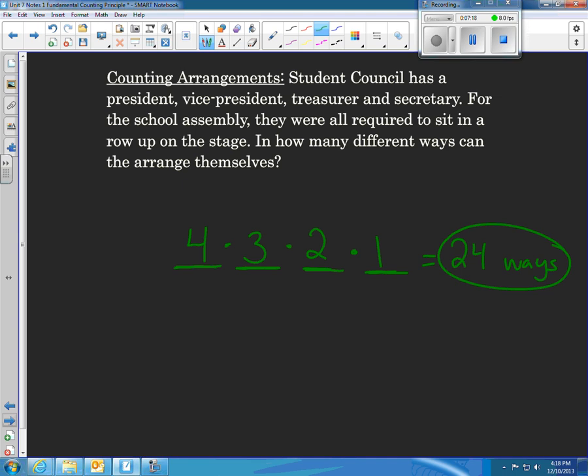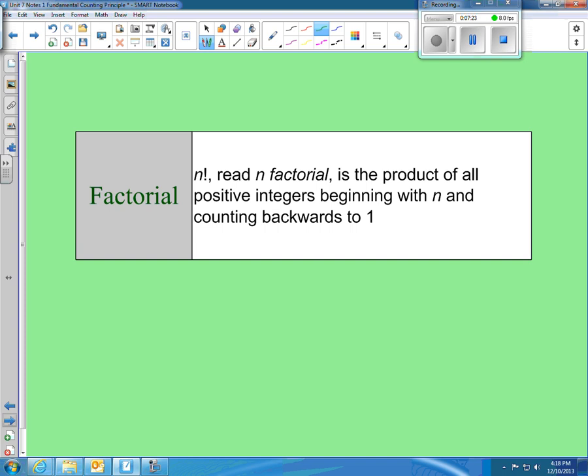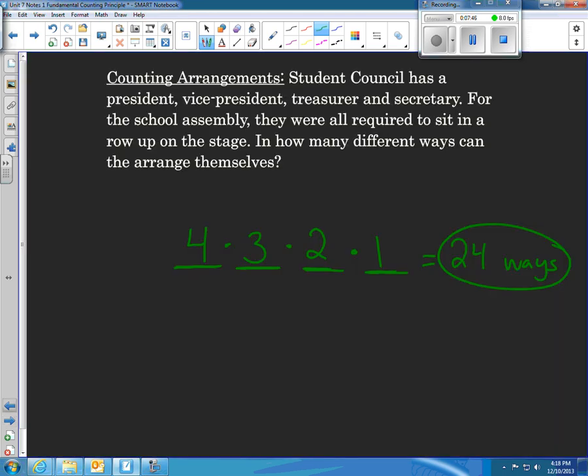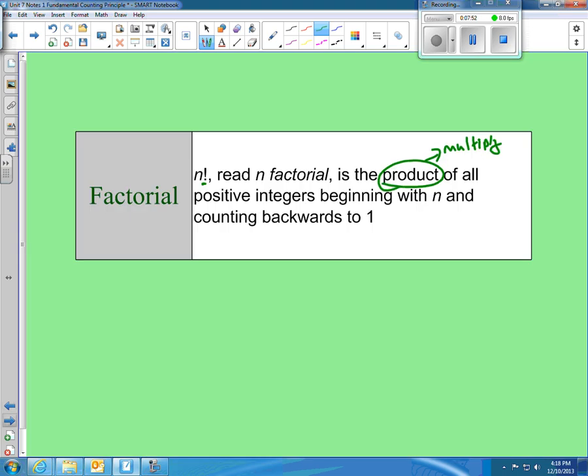So what you see right here with this counting arrangement is actually leading to a special math term. And we call that a factorial. That little exclamation point means factorial. So this reads n factorial. It's the product. We want to think product. Product means multiply. It's the product of all of the positive integers beginning with n and counting backwards to 1. So if we look back here, we had 4 times 3 times 2 times 1. That is an example of a factorial. So we could have simplified 4 times 3 times 2 times 1 into 4 factorial.